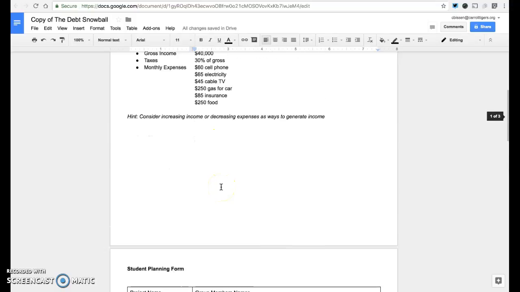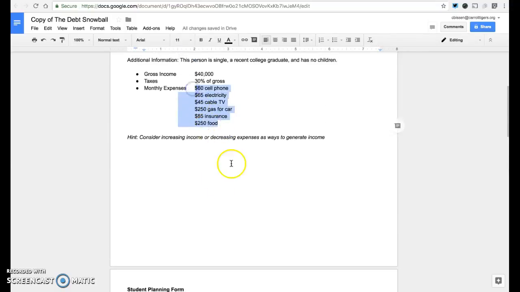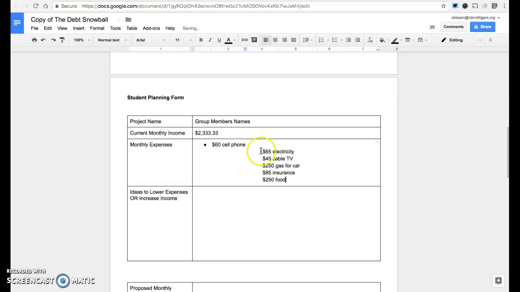Then I have to figure out what my monthly expenses are. You guys could just go here, do that, and then add those up and get your total expenses. Now I need to come up with some ideas to lower expenses or increase my income. So what could I do? Well, I'm guessing this is a smartphone. So I could say, get rid of smartphone, change to flip phone. Cell phone cost would go from 60 to 40. I don't know, I'm making this up.